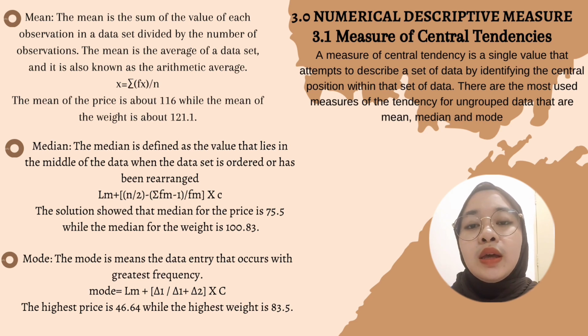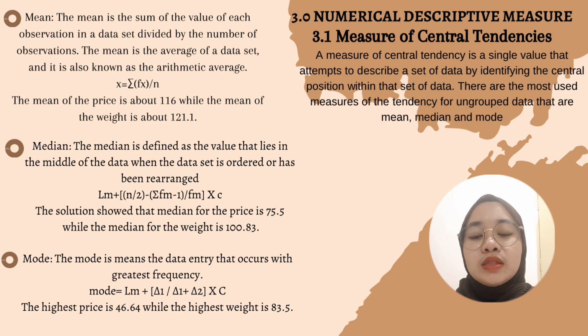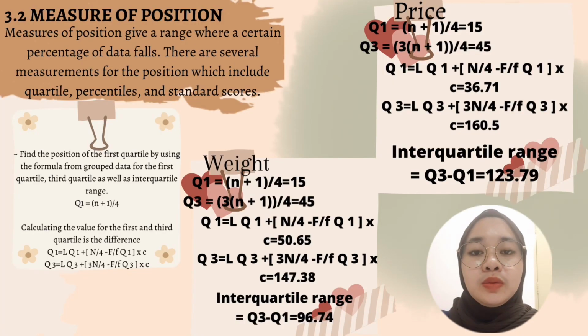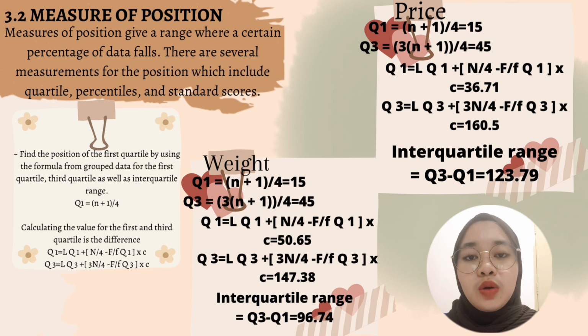Next, for the mode. The mode means the data entry that occurs with greatest frequency. The highest price is 46.64 and the highest weight is 83.5. 3.2 Measure of position. A measure of position gives a range where a certain percentage of data falls. There are several measurements for the position, which include quartiles, percentiles, and standard scores.